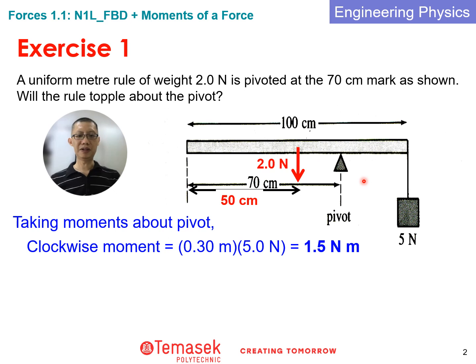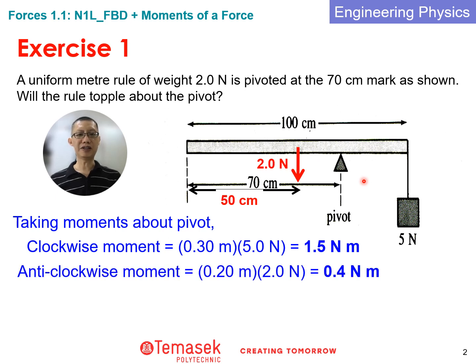Clockwise moment: a force of 5 Newton acts at 30 cm from the pivot. Using the formula, moment equals force times perpendicular distance from the pivot, we get the clockwise moment to be equal to 5 Newton times 0.30 meter, equal to 1.5 Newton meter.